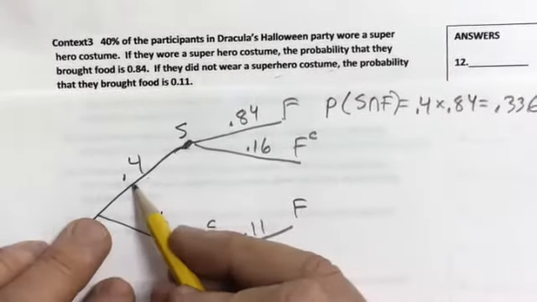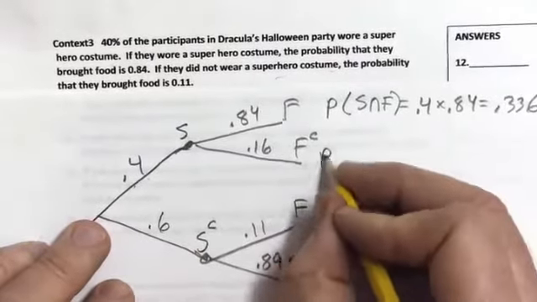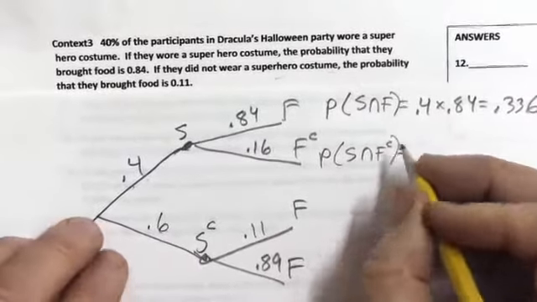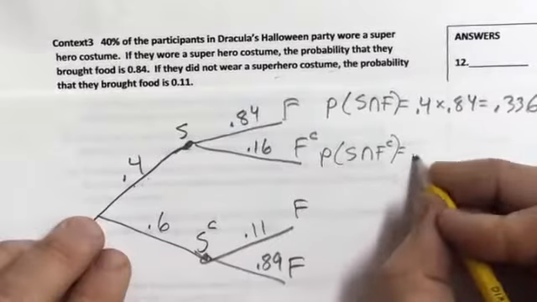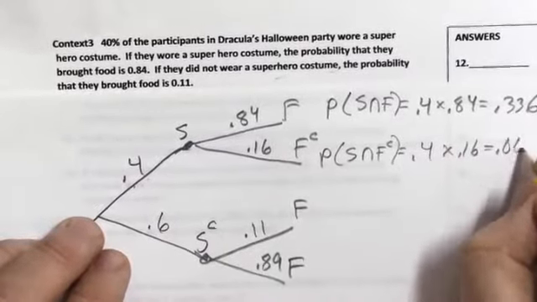Then the next thing that could happen is superhero costume and did not bring food. So the probability of superhero costume and did not bring food: multiply the two branches to get there. 0.4 times 0.16, and that is equal to 0.064.